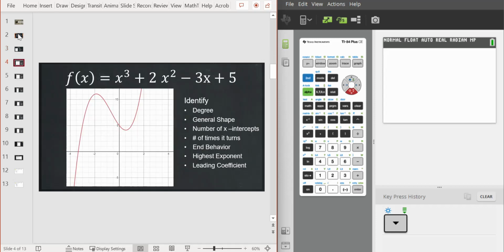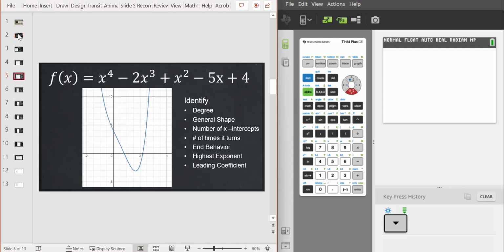So the first one I'm graphing is x cubed plus 2x squared minus 3x plus 5. Notice the general shape of him. He's kind of like an N, if you want to call it that. He only has one x-intercept. He does turn twice. He looks like he's going down on the left, going up on the right.